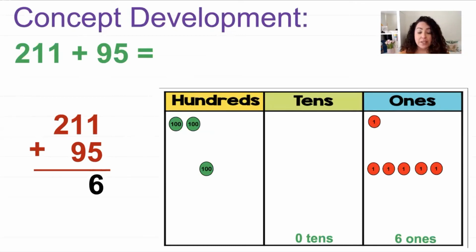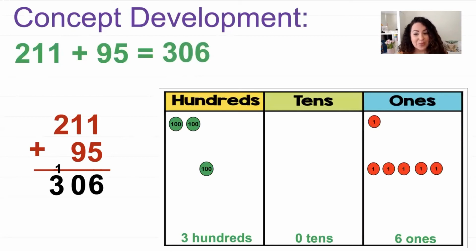So we've got to put our 10 up high and our ones down low because we had a new group, and we're going to put that number on the equal sign so we don't forget to add it. So now let's look at our hundreds. I started with 2, and then I put that new group below. So now I have 3 hundreds. So 211 plus 95 is equal to 306.